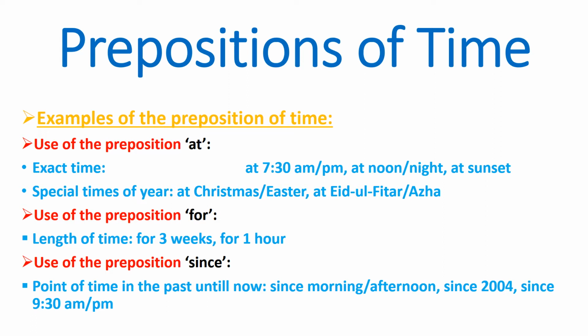Then we move to the next example, and that is the use of the preposition since. Dear students, the preposition since is used with a point of time in the past until now. So when the thing happened and when you are talking about that. So from the past until now, the preposition since is used. Like you can say since morning, since evening, or since afternoon. You can also say since 2004, or since 9:30 a.m. or since 9:30 p.m.